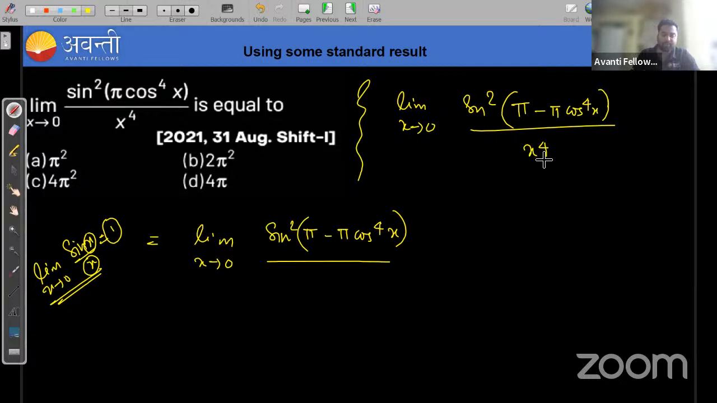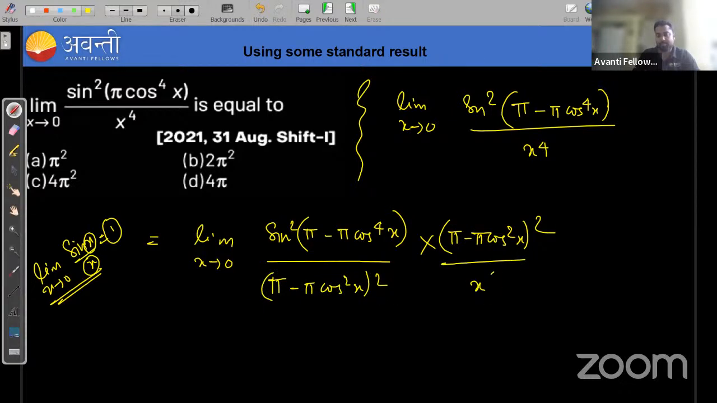Already we have x to the power 4 before. So what we can do is multiply by pi minus pi cos square x whole square, and divide also by pi minus pi cos square x whole square, whole divided by x to the power 4. Now, is there any problem if we multiply pi minus pi cos square x whole square and divide also by the same? Is there any problem if I divide or multiply these things? There is no issue, right?